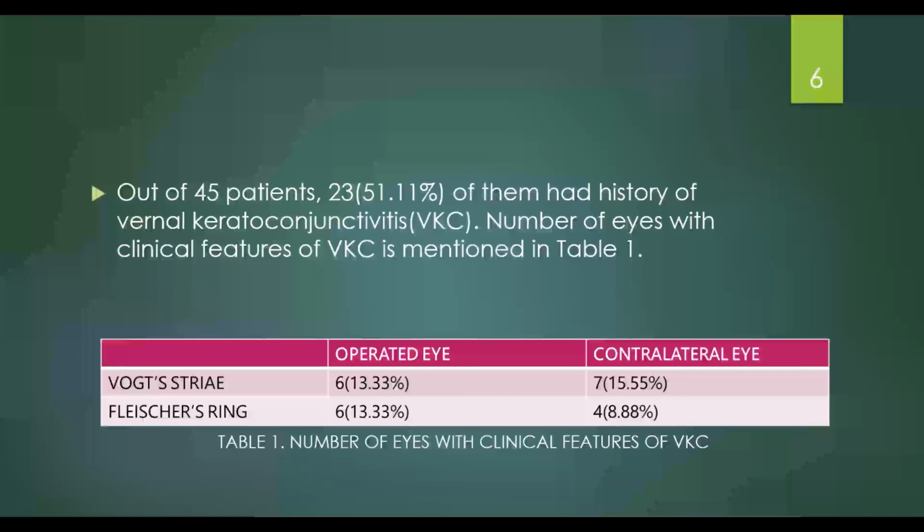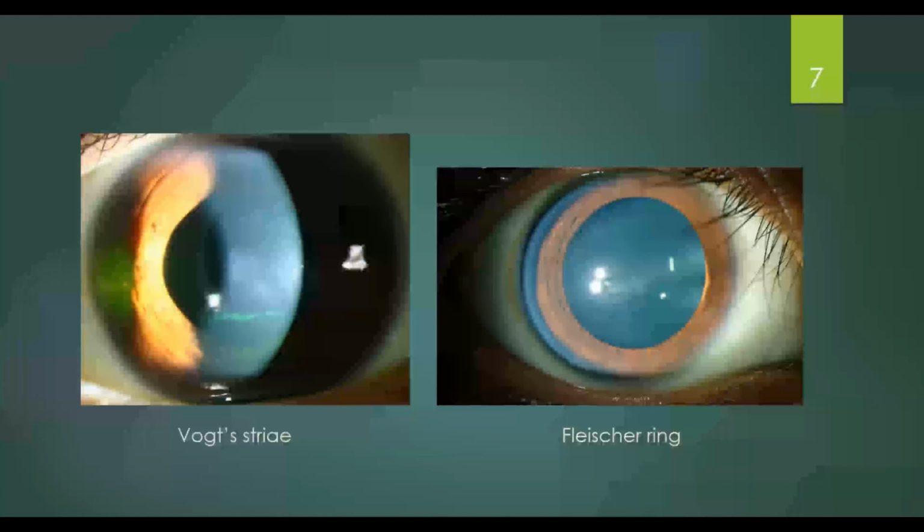Out of these 45 patients, 23 patients had a history of vernal keratoconjunctivitis, and the number of eyes with clinical features of keratoconjunctivitis are mentioned in a table. Around 13% had Vogt's striae in the operated eye, and around 15% in the contralateral eye, while Fleischer ring was also around 13% in the operated eye and around 8% in the contralateral eye. These were some of the findings: Vogt's striae and Fleischer ring.